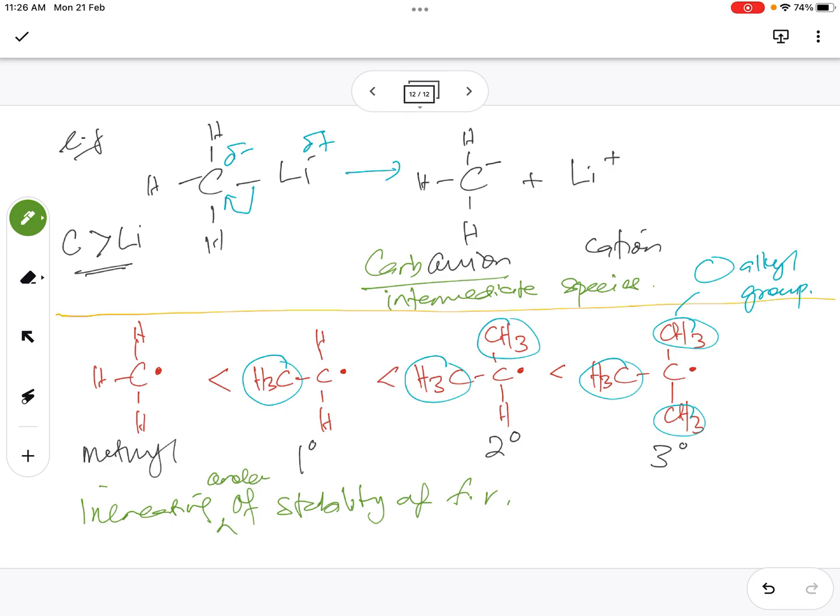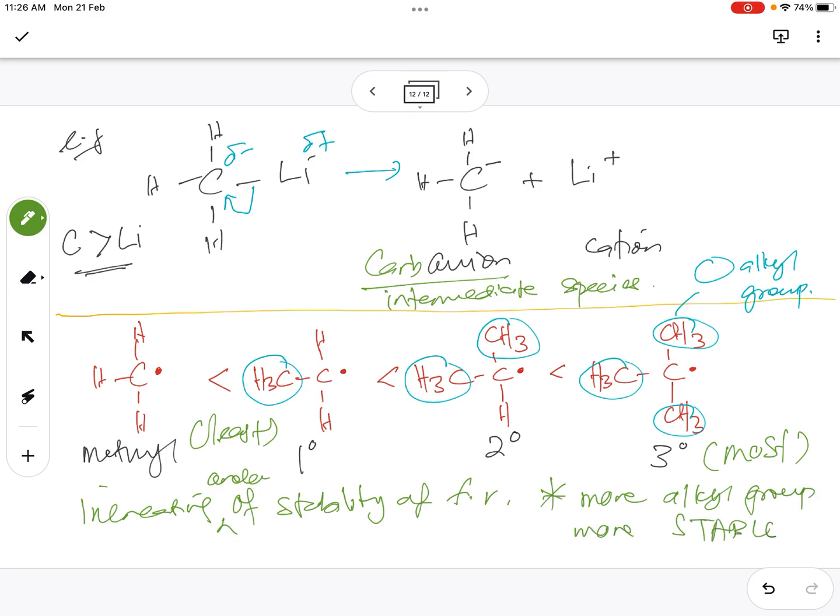Tertiary is the most stable. So this is the most stable. Therefore, our methyl is the least stable. Paling kurang lah. Okay. The explanation, I give you the keyword first. Tanah dot lah. Keyword dia, more alkyl group, more stable. That's all. More alkyl group, more stable. Lagi banyak kumpulan alkyl, lagi stable dia. Okay? Boleh ke?